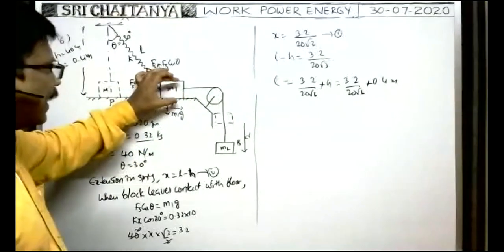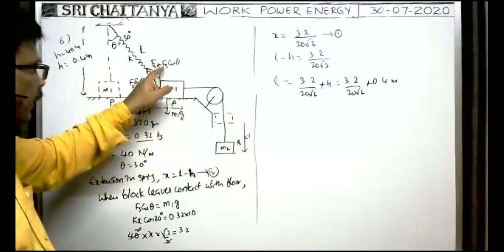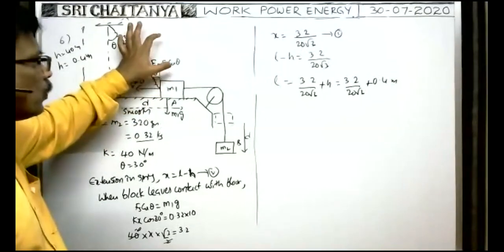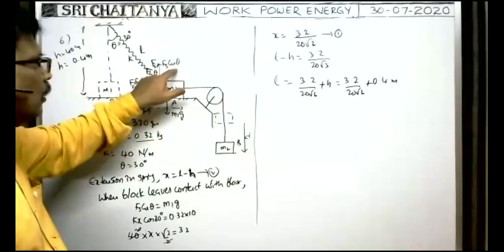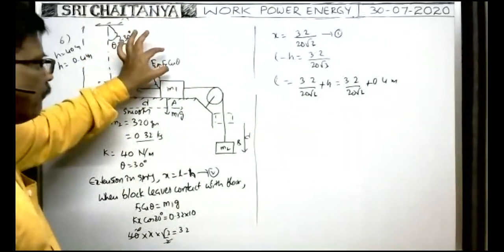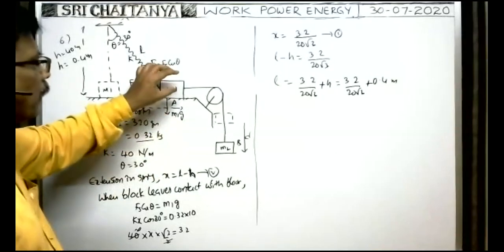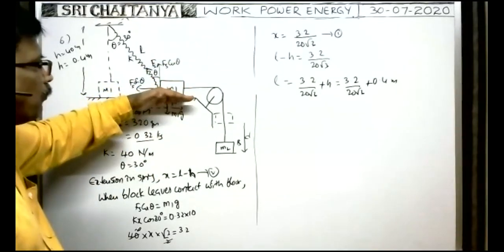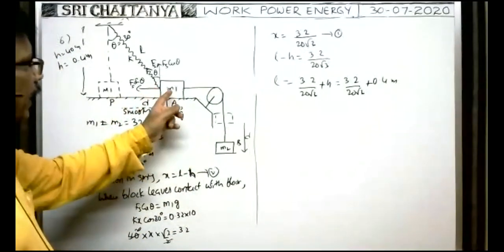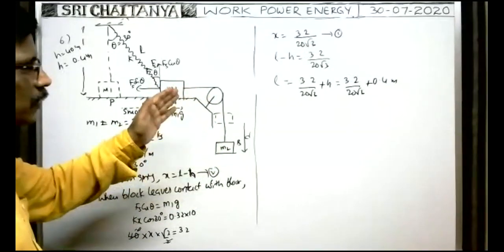Whenever the block moves in this direction, the spring extends. Because of the extension, Fs increases. The increase in Fs value is more than the decrease in cos theta value due to the increase of theta. That's why there is a net increase in Fs cos theta. Whenever this Fs cos theta balances the weight component M1g, at that time the block starts leaving the contact with the floor. At that time, what is the speed of the other block? Both blocks move with the same speed, as both are joined by an inextensible string.